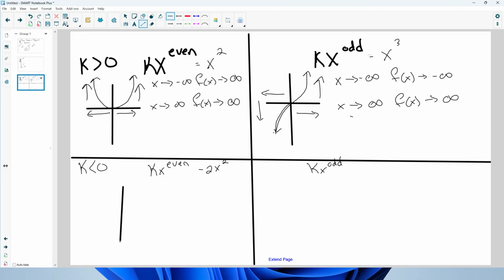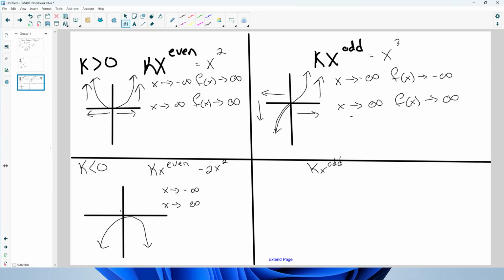All that happens is that our u flips over to an n, like so. That's a horrible upside down parabola, but you get the gist. So now, as x goes to negative infinity, I'm going down. So it gives me f of x, or y, gives me negative infinity. As I go to the right, it goes down.